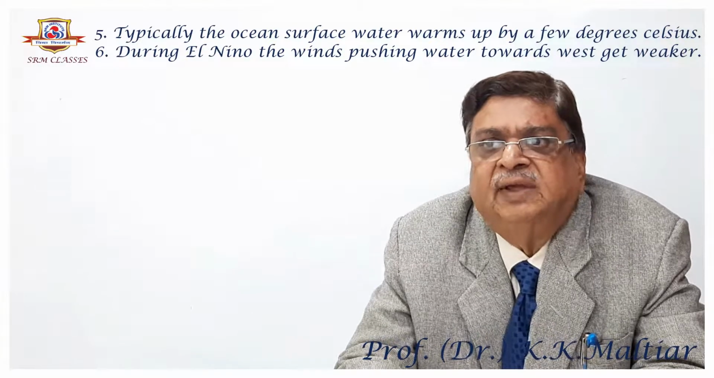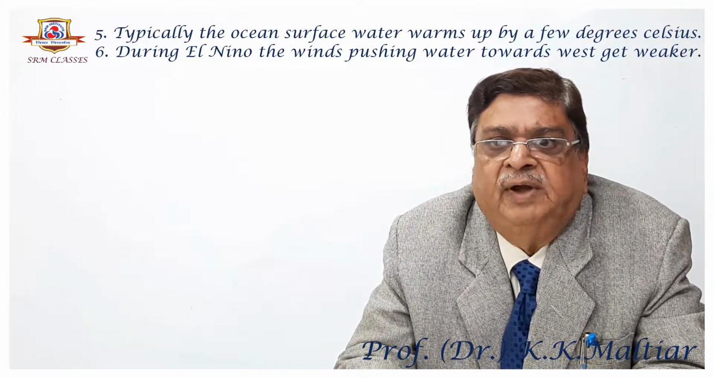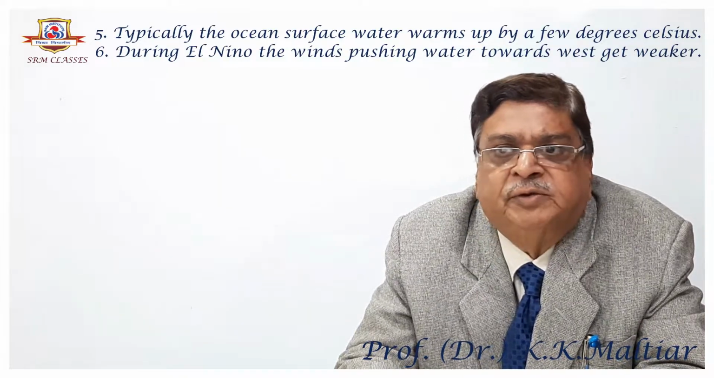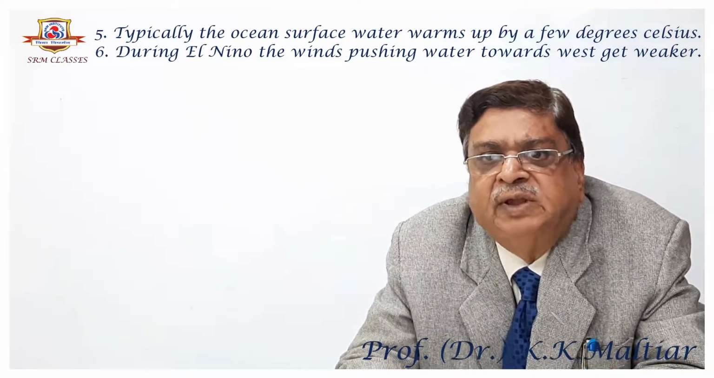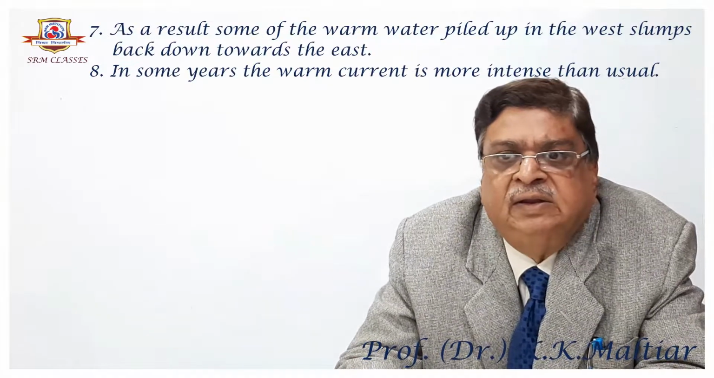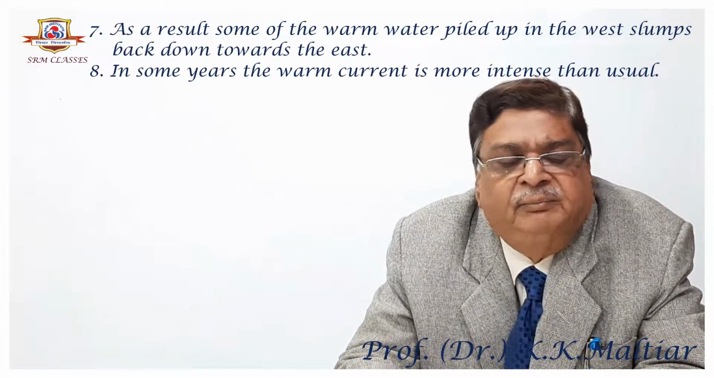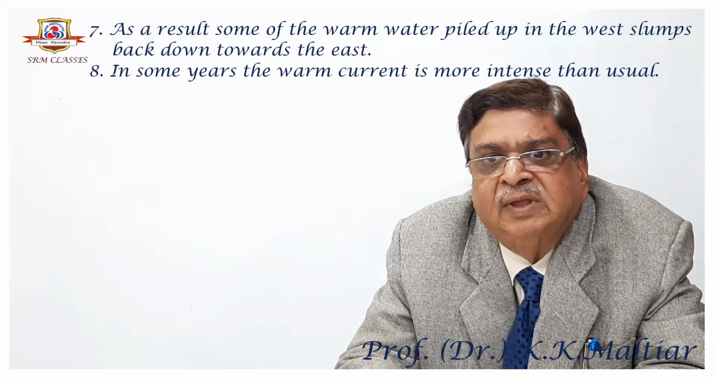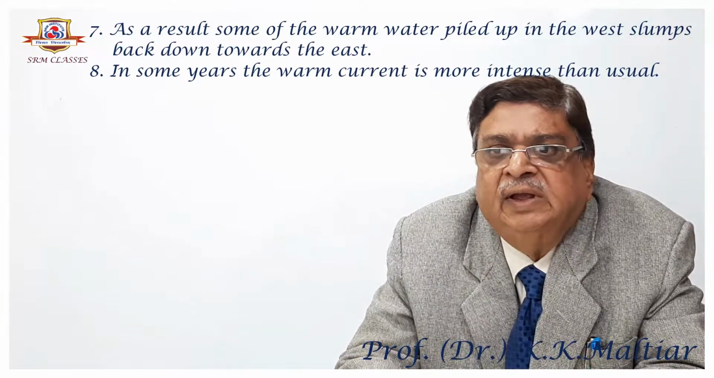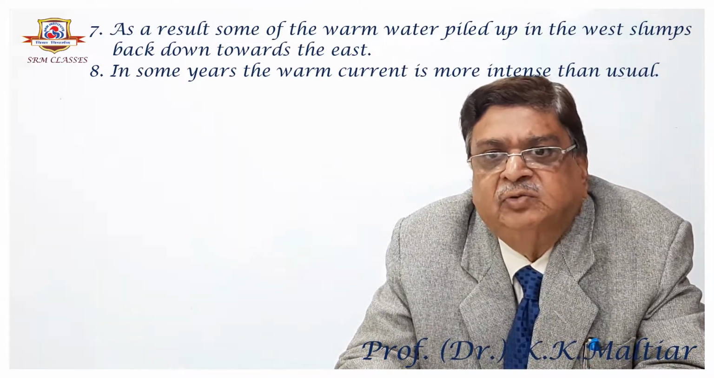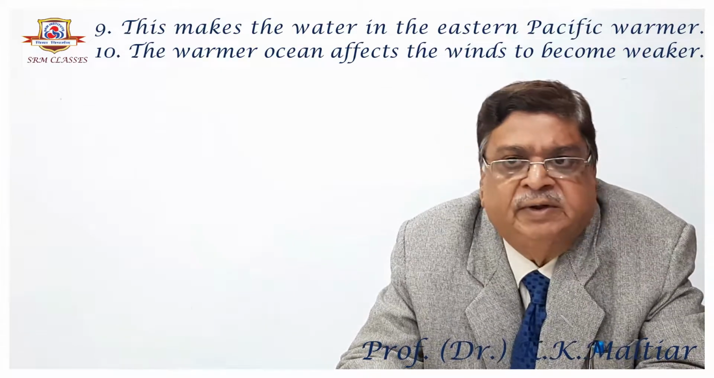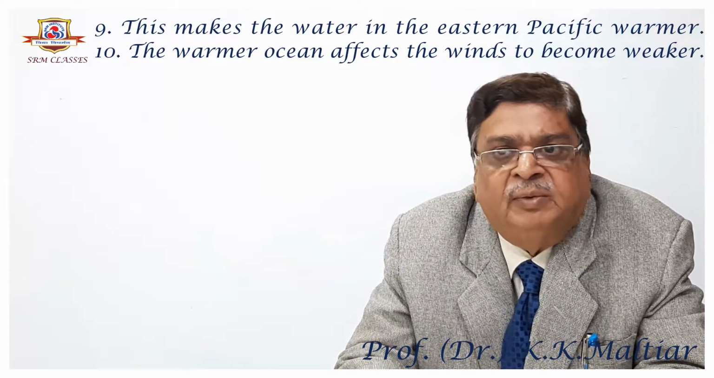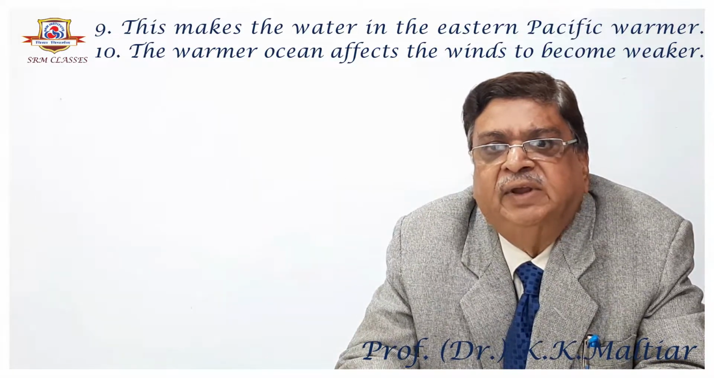Typically, the ocean surface water warms up by a few degrees Celsius. During El Nino, the winds pushing water towards west get weaker. As a result, some of the warm water piled up in the west slumps back down towards the east. In some years, the warm current is more intense than usual. This makes the water in the eastern Pacific warmer. The warmer ocean affects the wind to become weaker.